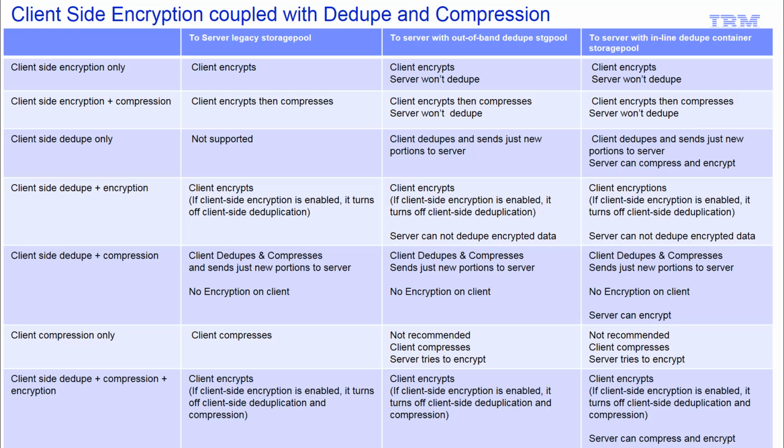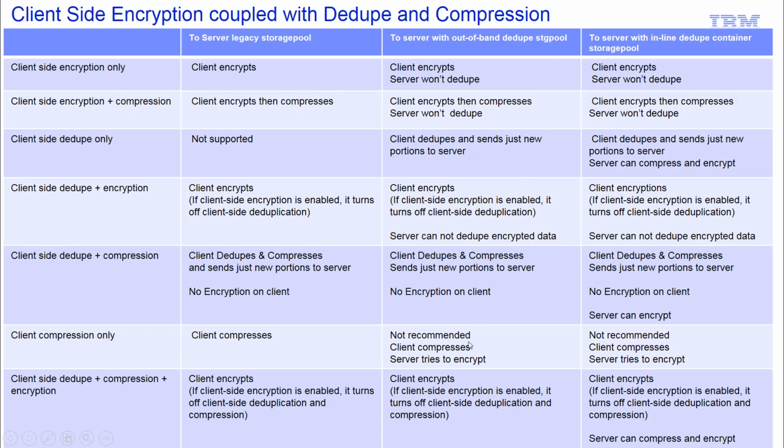However, if you're using client-side compression, then the file will be encrypted and then compressed, and then it'll be sent over to either the server legacy storage pool or to the out-of-band or inline dedupe container storage pools. In both of those cases, it will not be deduped.